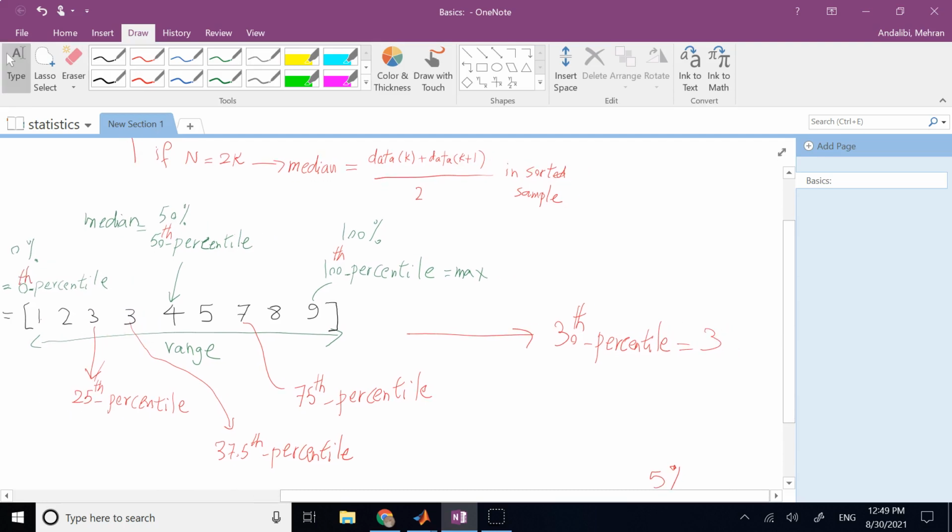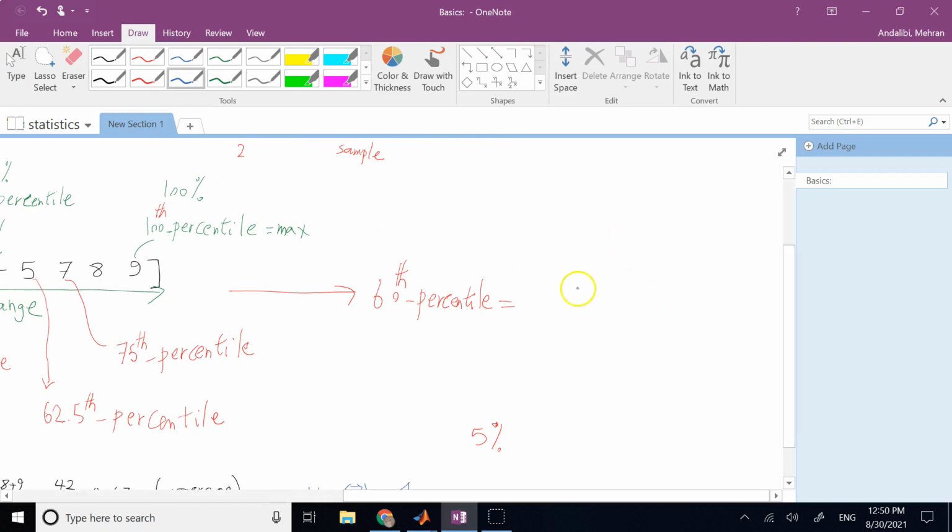But let's say instead of 30th, I use a different one. How about the 60th percentile? Right, now for that case, you need to find the data that the 60 is between. So this is 75, this is 50, and it is between them, which is 62.5. So the 60th percentile is somewhere between 5 and 7. But how do I find it? As I said, with linear interpolation. How do you do it?